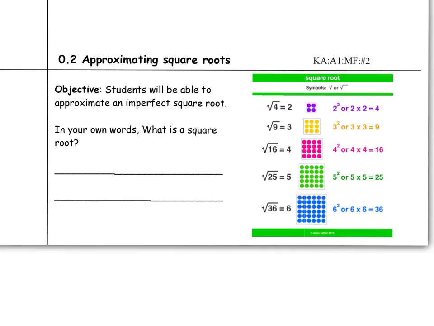Alright, 0.2 approximating square roots. Objective: students will be able to approximate an imperfect square root. Over here we have some perfect square roots for you, or perfect squares inside the square root symbol. Just a reminder of what the square root symbol means. That's why I have this little image here for you to look at.